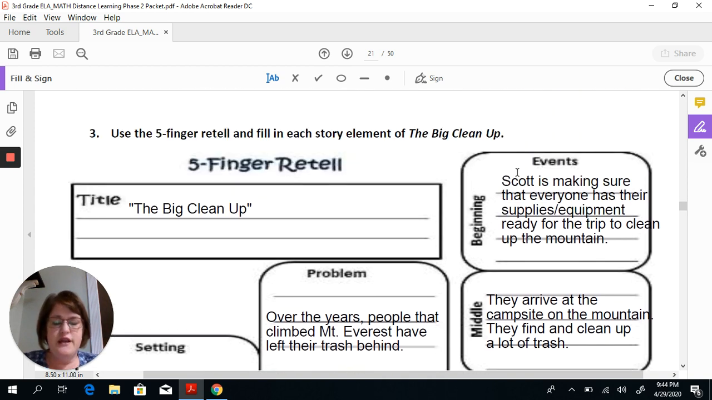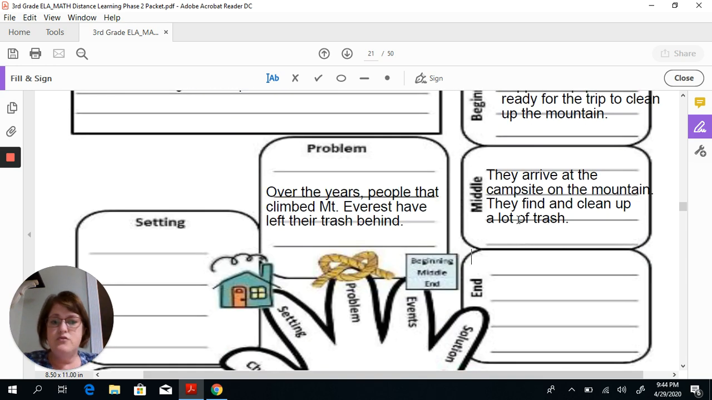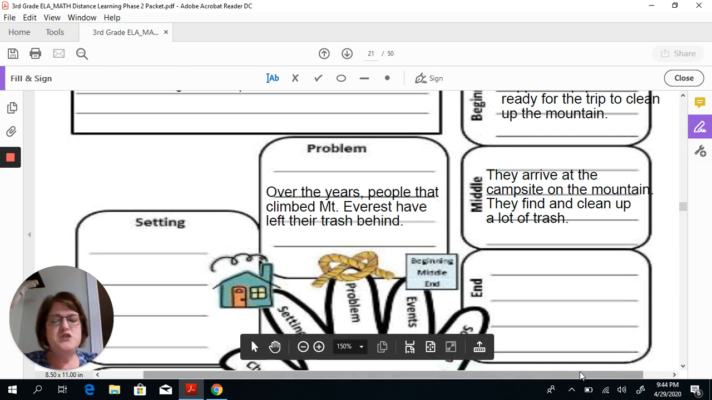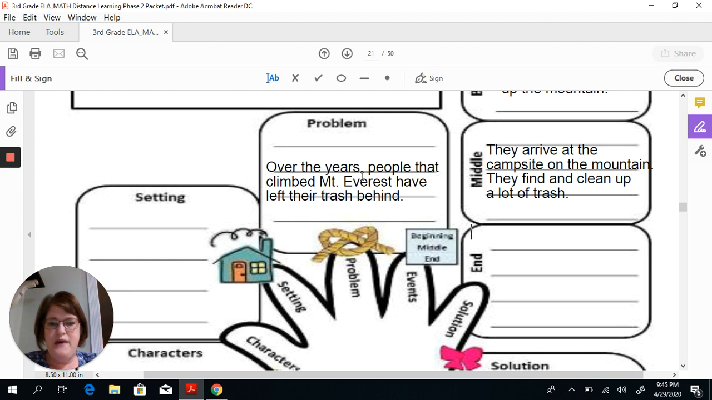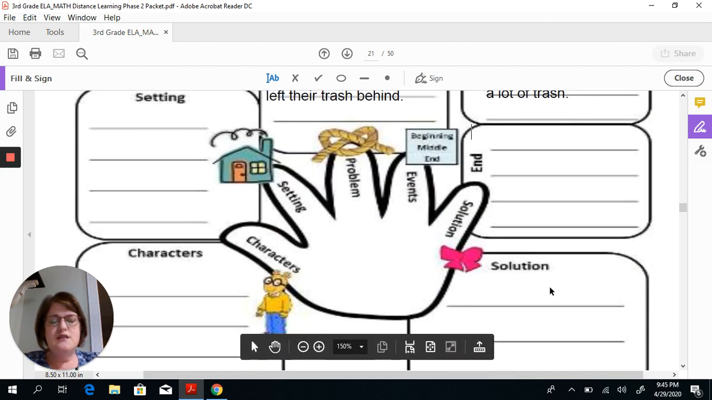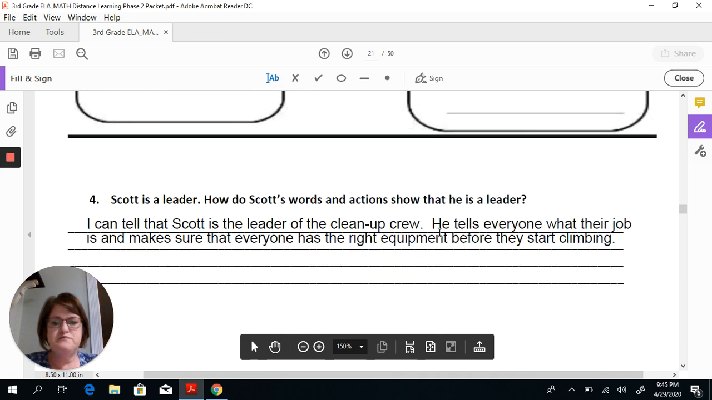And I did get you started over here with the events. In the very beginning, Scott is making sure that everyone has their supplies or equipment ready for the trip to clean up the mountain. In the middle, they arrive at the campsite on the mountain. They find and clean up a lot of trash. And of course, you know what happens at the end, which also ties in with the solution. So the solution is how our problem is solved. So go back to the problem, but the problem is solved at the end of the story. So those two will kind of go together.